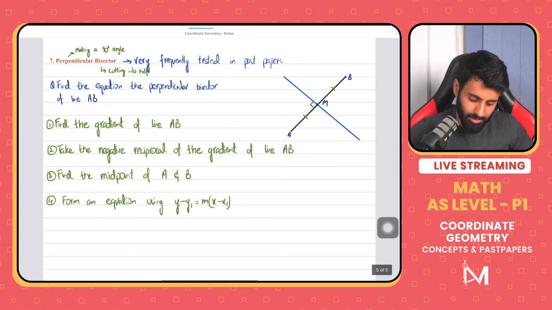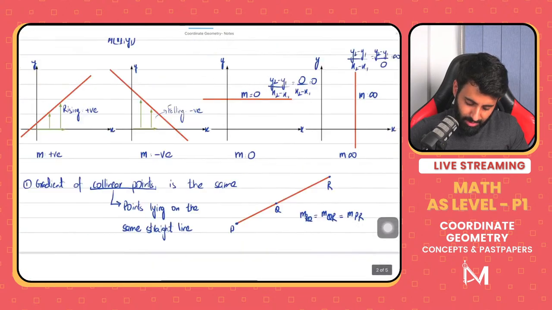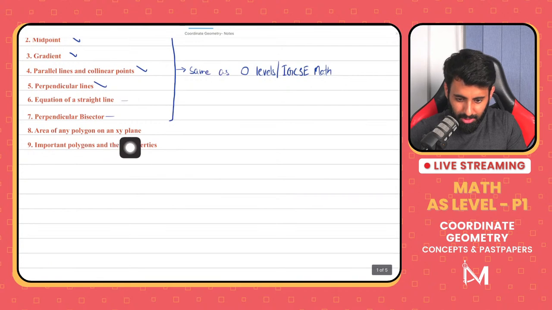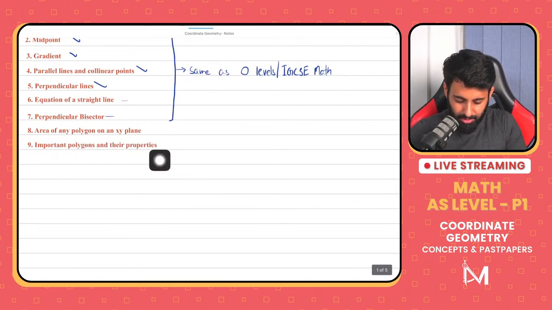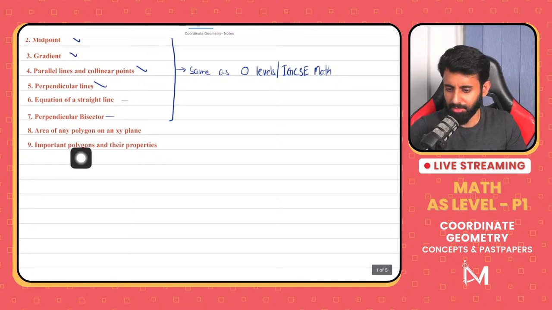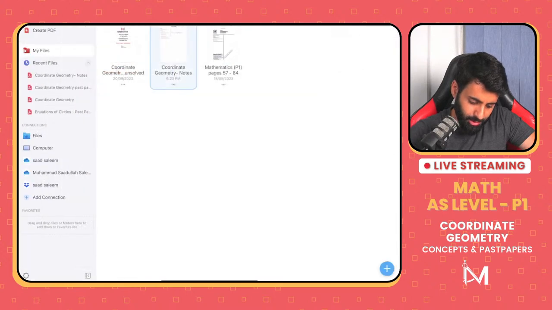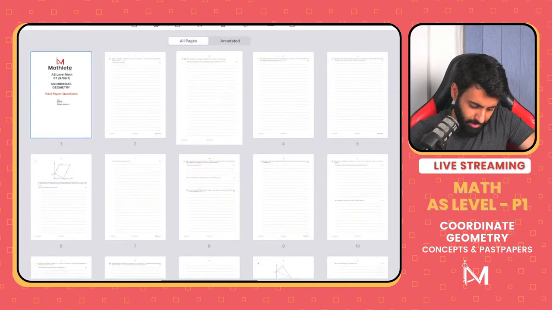Now, as far as concepts are concerned, this is not it, okay? There are more concepts, but these are the most frequently tested concepts. Now, you do have area of any polygon on an XY plane. This we will cover through a past paper question, and also some important polygons and their properties. This also we will cover through a past paper question. And I'll just write down the properties, which sadly you will have to memorize, okay? Now, like I said, let's do some past paper questions. So we'll start with perpendicular bisector.